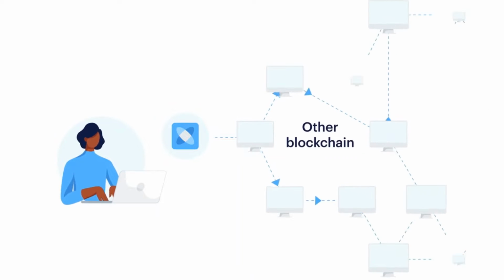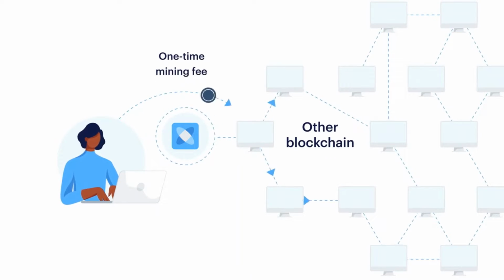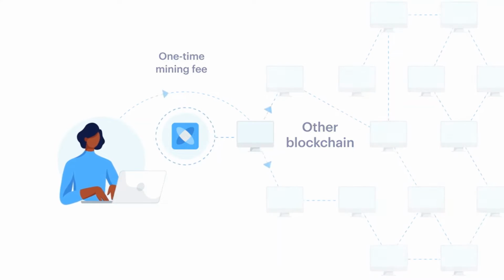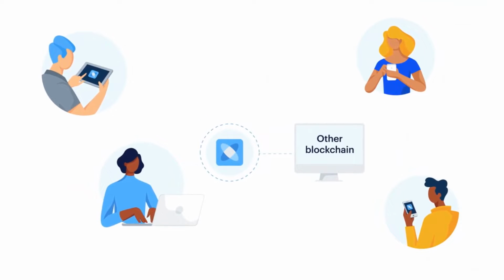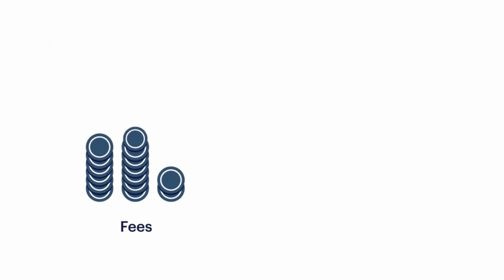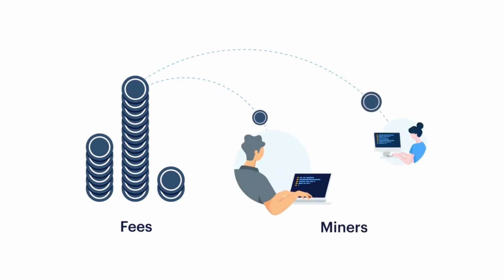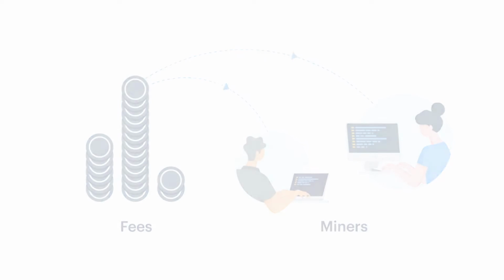On other blockchains, Sally might deploy her app by paying a one-time mining fee. Then, when her users interact with the app, they would have to pay a mining fee as well, for every single transaction. Those fees add up fast, and they're collected by the miners, not by Sally.